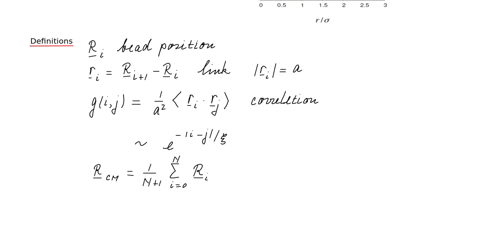The center of mass of a chain is defined as follows: 1 over n plus 1, and then the sum over i running from 0 to n of R_i, which means that i is always running from 0 to n, so we have n plus 1 beads. And the fact that we have n plus 1 beads implies that we have just n links.